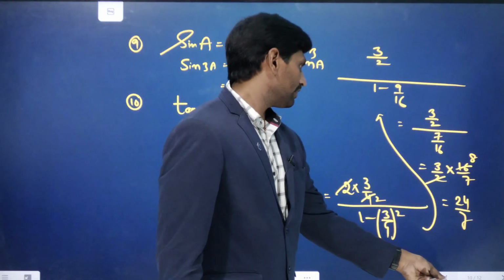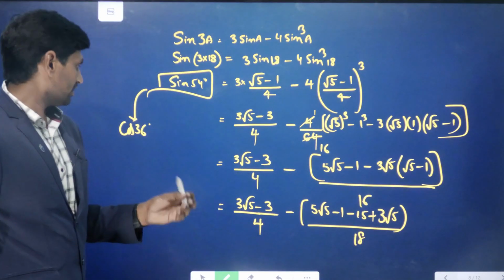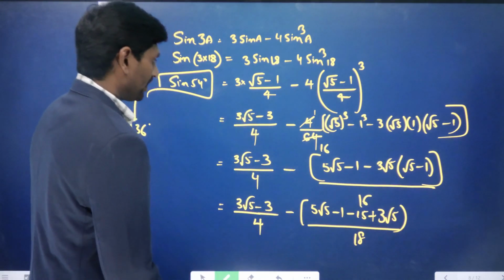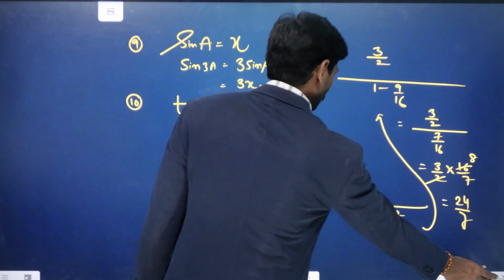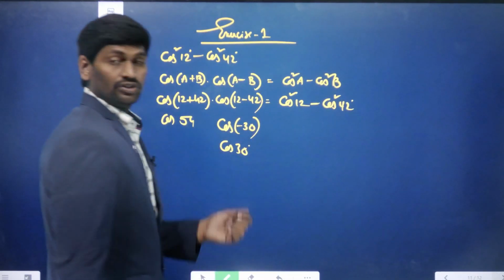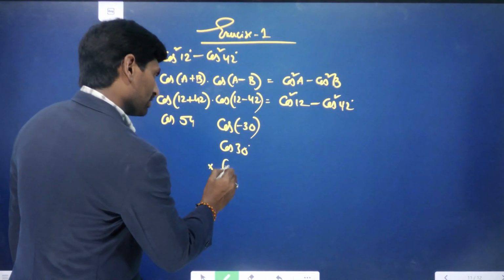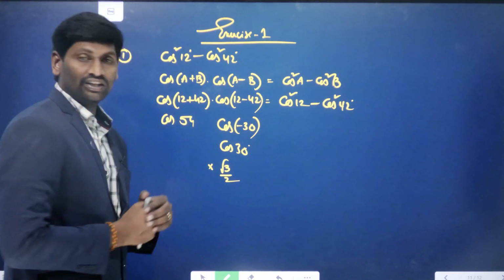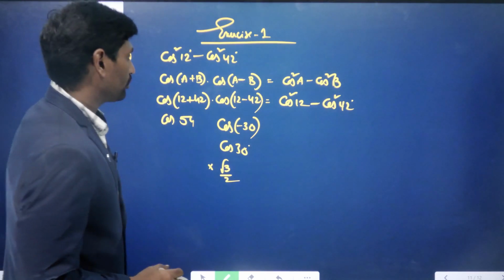Did you find the cos 54 value previously? Sin 54 we found, right? Sin 54, sin 36 value we found. Cos 54 we did not find. Okay. But cos 30 value is nothing but root 3 by 2. And let us try to find cos 54 degrees. How to find cos 54?